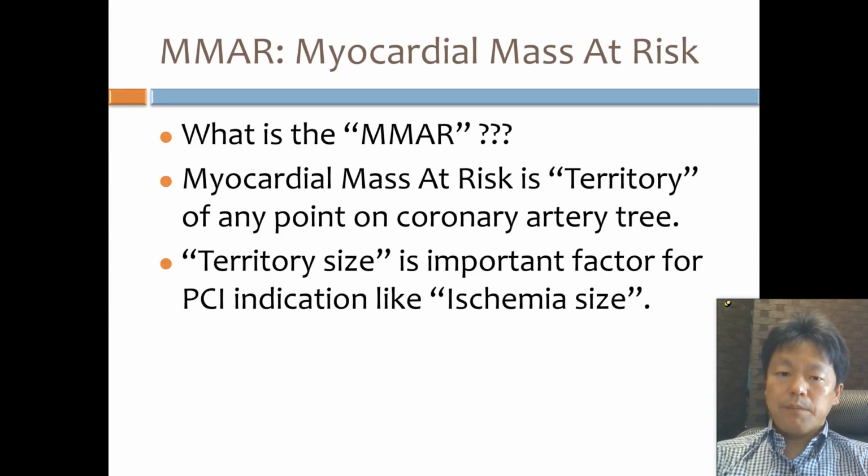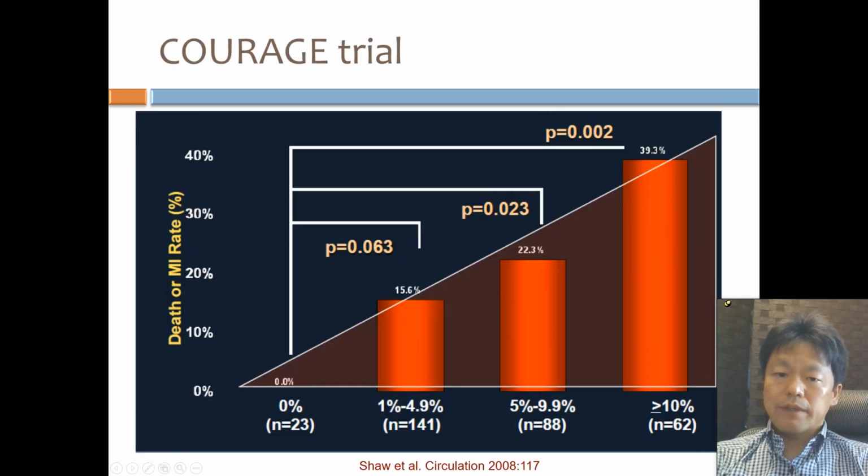First, what is MMAR? MMAR is myocardial mass at risk. That is just a territory, the territory of any point on the coronary artery tree. You know, the territory size is very important, like the ischemia. This is the data from the COURAGE trial. As you know, a bigger size of ischemia is closely related to death or myocardial infarction.